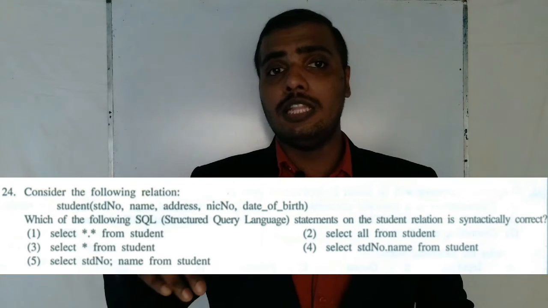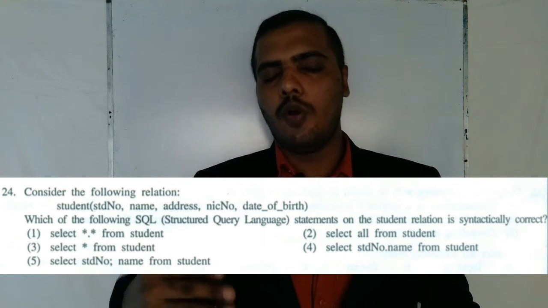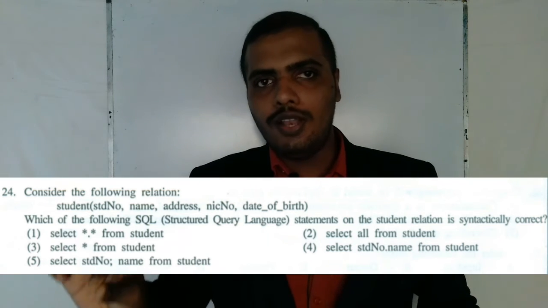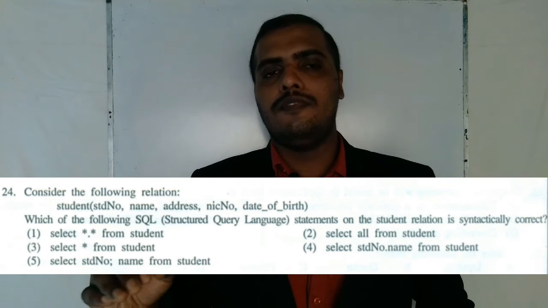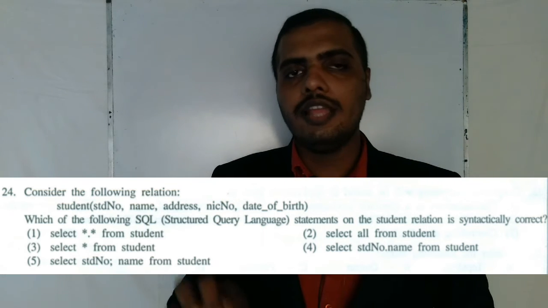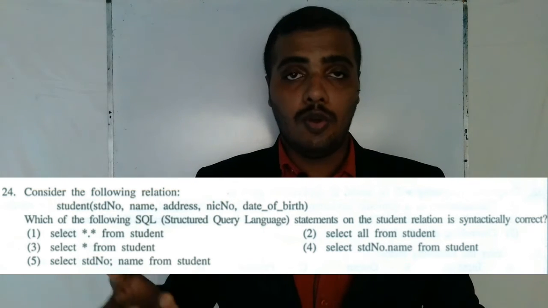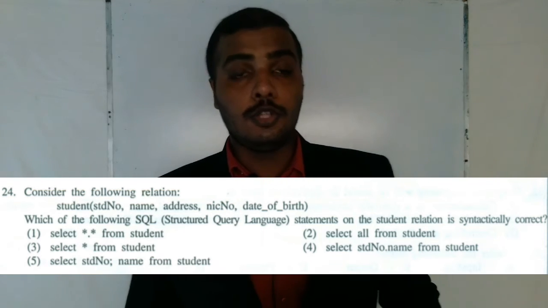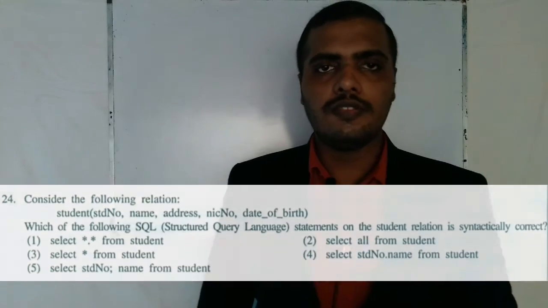In the term of all, it's a star, not the word all. That means we denote that as a star. So select star, that means all, from student. So the correct answer is 3. So for the 24th question, the answer is 3.